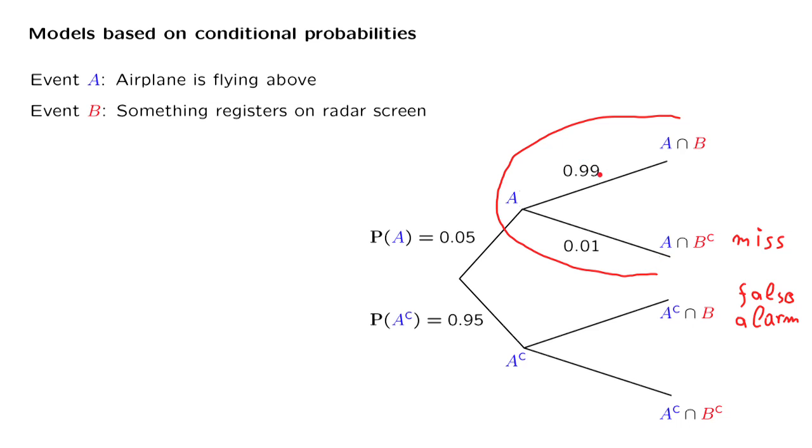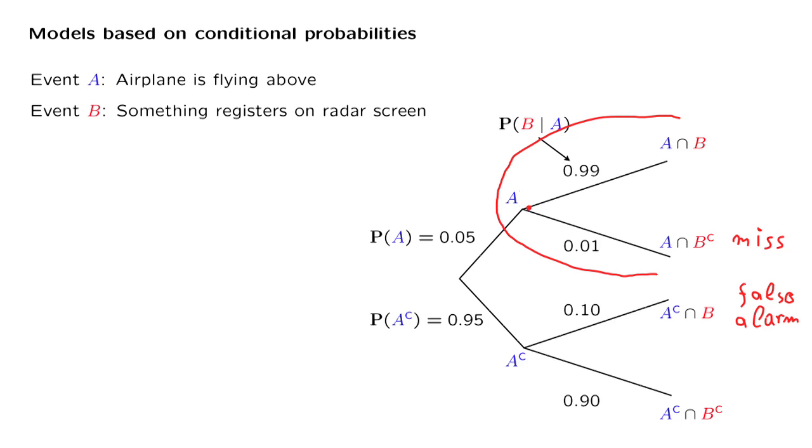What's the meaning of this number, 99%? Well, this is a probability that applies to a situation where an airplane is up there. So it is really a conditional probability. It's the conditional probability that the radar will detect the plane, given that the plane is already flying up there. And similarly, this 1% can be thought of as the conditional probability that the complement of B occurs, so the radar doesn't see anything, given that there is a plane up in the sky.